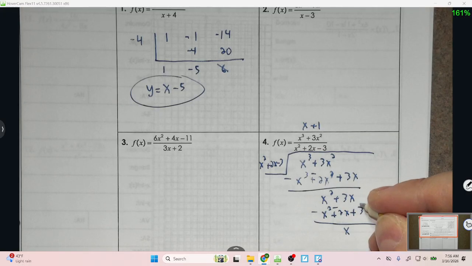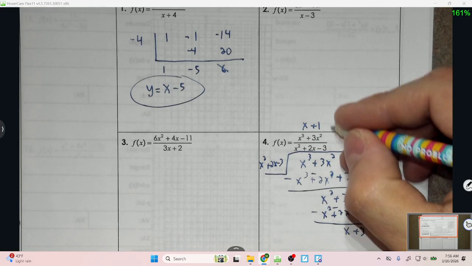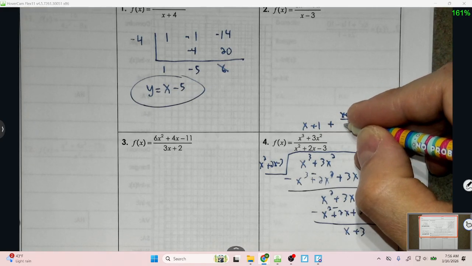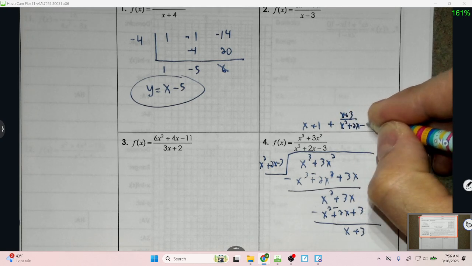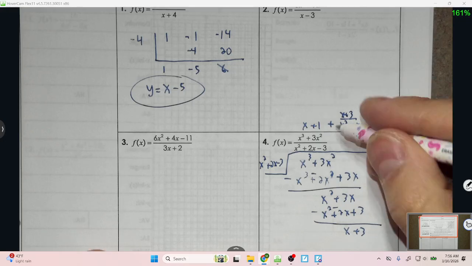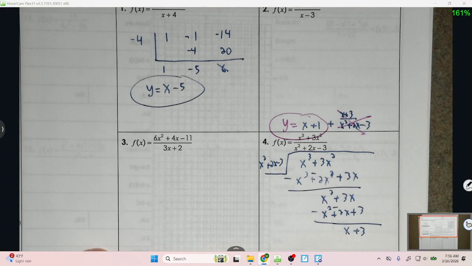Was this a positive 3? So was this a negative? This was a negative, and now I made it a positive? Okay, good. x plus 3. So the remainder is plus x plus 3, that's the remainder over the divisor, x squared plus 2x minus 3. Okay, what do we care about the remainder? Not at all. We do not care about it. So it's basically just gone, and this is our slant asymptote. Okay?